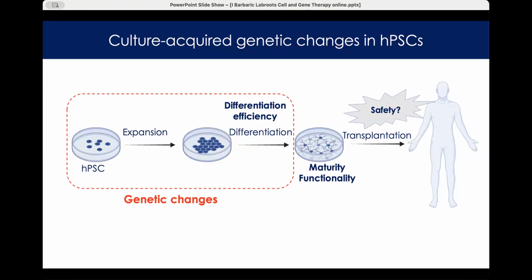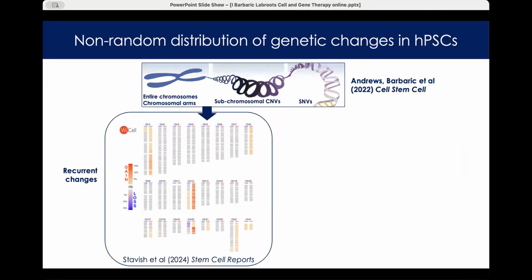Now, what we know about genetic changes that are acquired in pluripotent stem cells upon culture is, first of all, that they appear at all levels. So we see everything from whole chromosome gains and losses down to single nucleotide variants. However, when we look across multiple samples, multiple lines, cultured in different labs across the world, then we see that this pattern of aberrations is not entirely random.